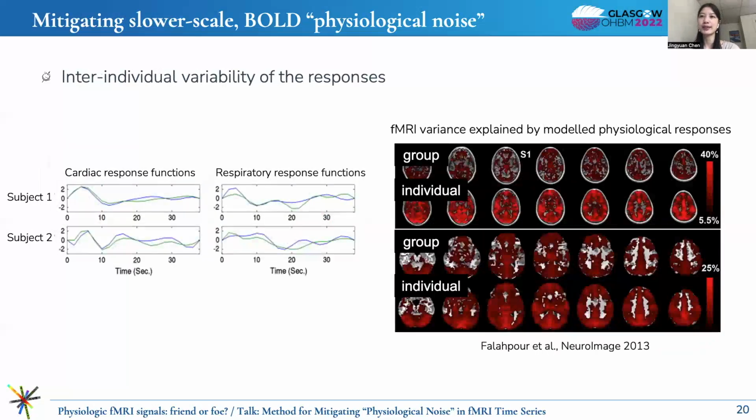And not just regional variability of these responses, these physio changes are also variable across subjects. So here shows an example of characterized cardiac response and respiratory response functions from two different subjects, and you can see they're not quite consistent. And if you plot the variance explained by the group level physio response and individual physio response, you can see using the individual response as a regressor can significantly increase the variance explained by these physio processes.